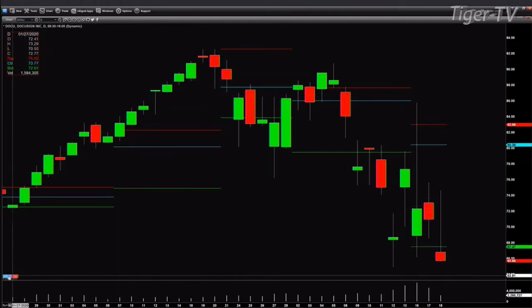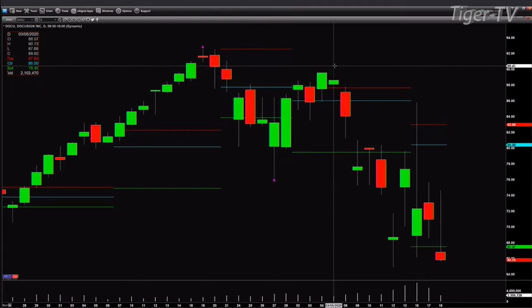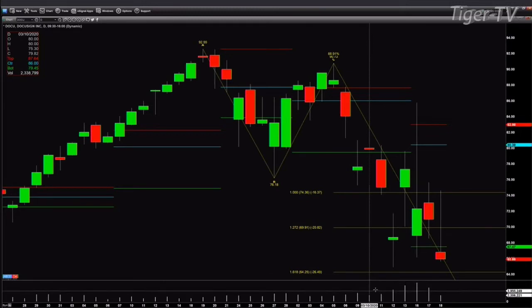My apology. So our A point we're going to start with, it looks like, is this high out here from February 19th. Our B point down here, February 27th. The C point out here is on March 5th. And so this makes basically a 1 to 1.618 A to B equals CD.